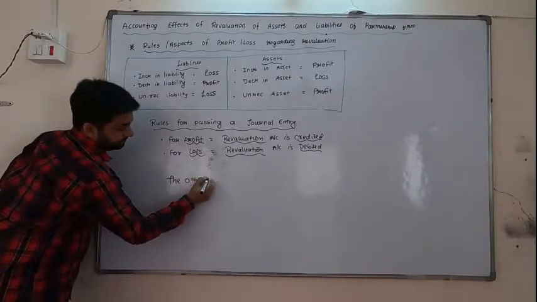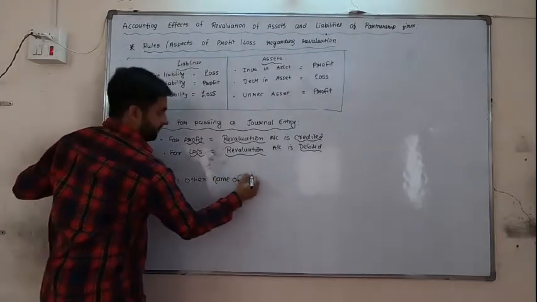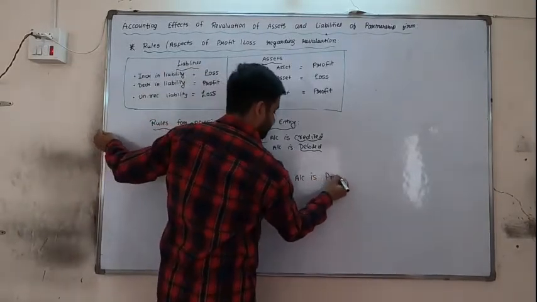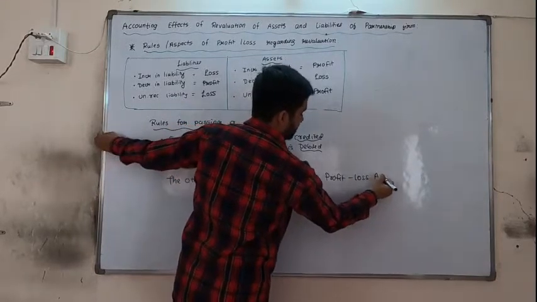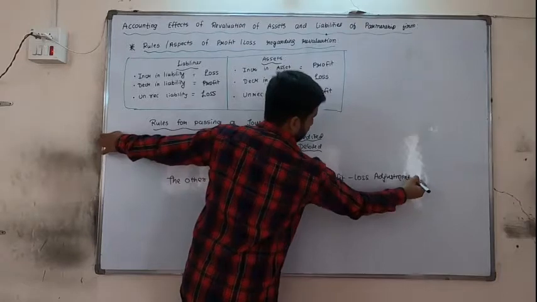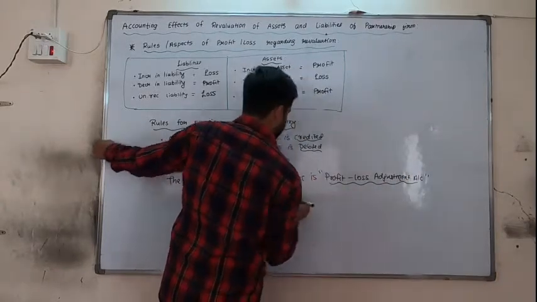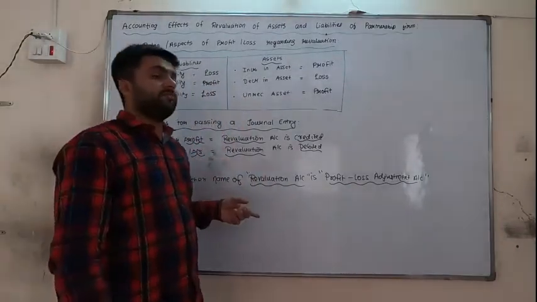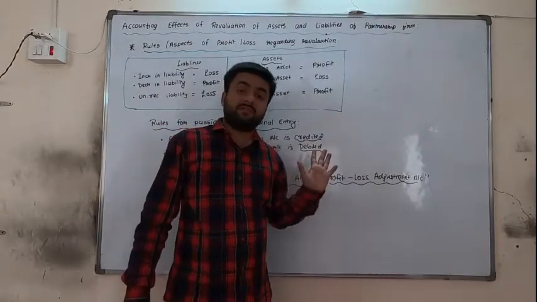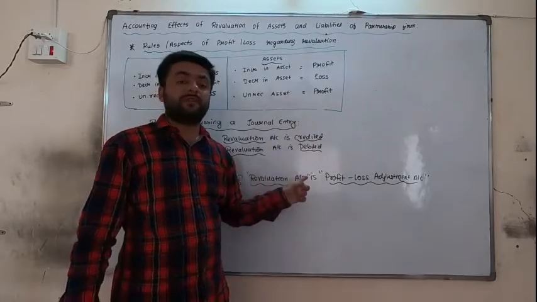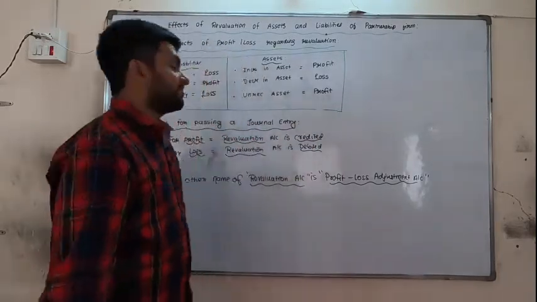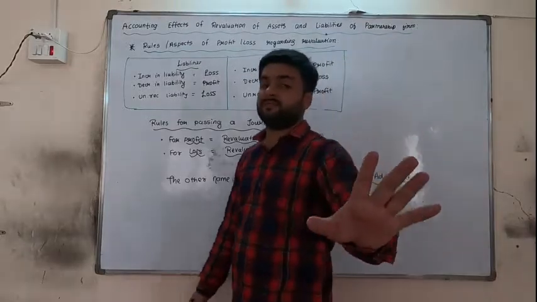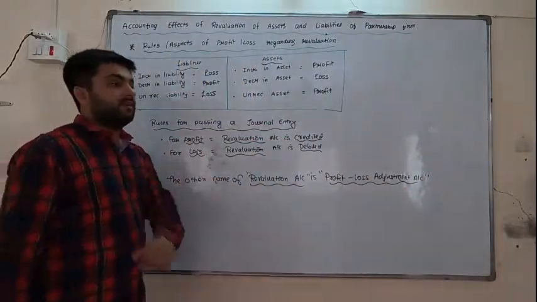The other name of revaluation account is profit loss adjustment account, not appropriation. Okay, appropriation account we have in the second chapter, but I am talking about this chapter. The other name of revaluation account is profit loss adjustment account. Why? Because we have the same rules as profit and loss account. So the other name of revaluation account is P&L adjustment account. So in the textbook, if sometimes instead of the name revaluation, P&L adjustment is given, then don't get confused. P&L adjustment is the name of revaluation account. Okay. Now journal entries.